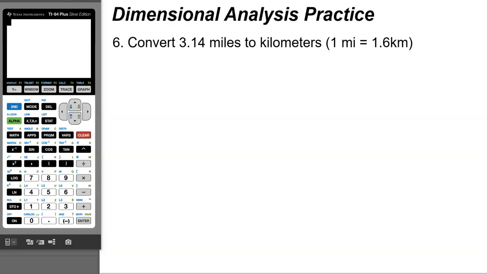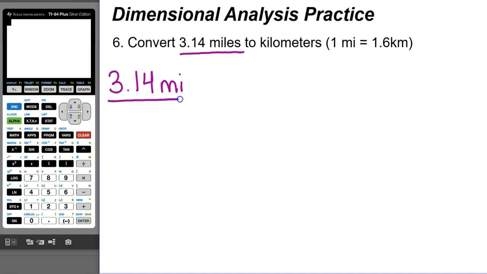In this video, we are continuing to look at the dimensional analysis practice sheet, starting with number 6, which says convert 3.14 miles to kilometers. So let's start by underlining our given value. Our given is 3.14 miles. So we're going to write that all the way over to the left-hand side, 3.14, and I'll abbreviate miles MI.